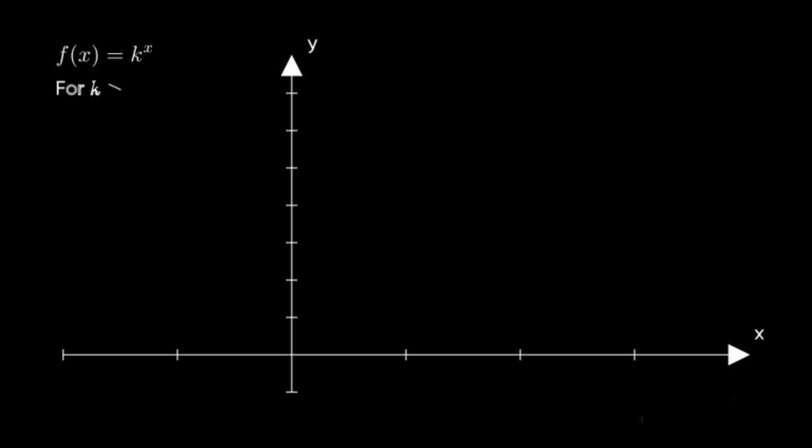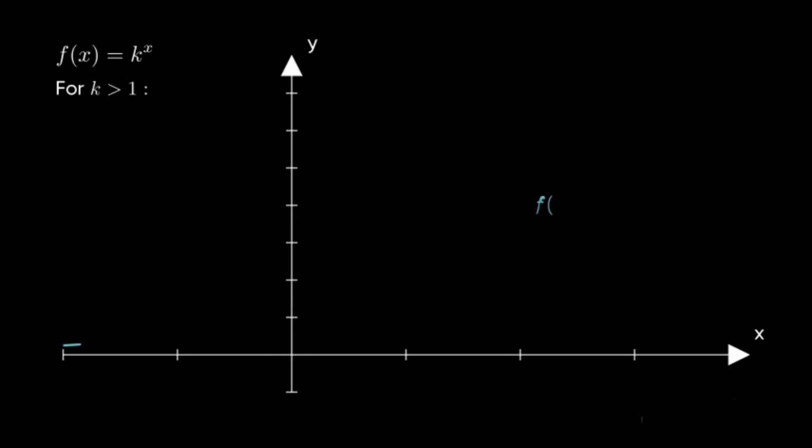Let's explore the properties of exponential functions in the form f of x equals k raised to the power of x. These properties will help us understand why k raised to the n equals k raised to the m implies that n equals m when k is positive and not equal to 1. First, let's examine the case where k is greater than 1. When the base of an exponential function is larger than 1, the function exhibits specific behavior that we'll visualize.